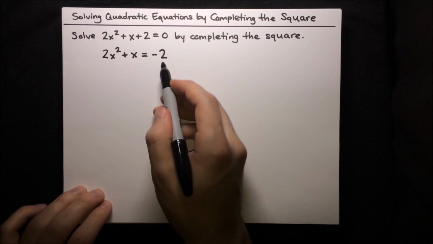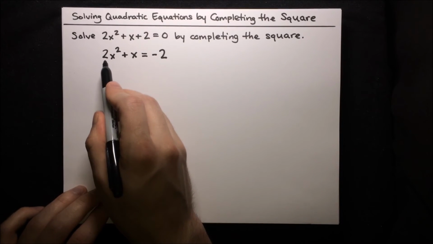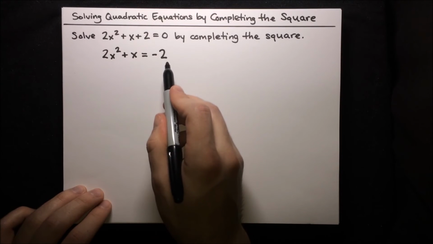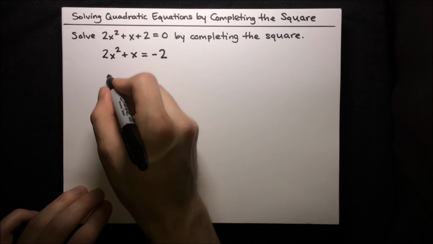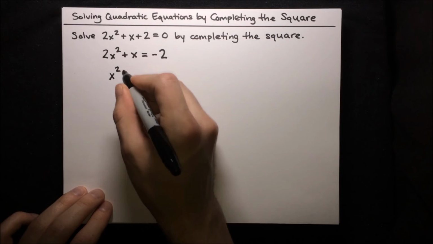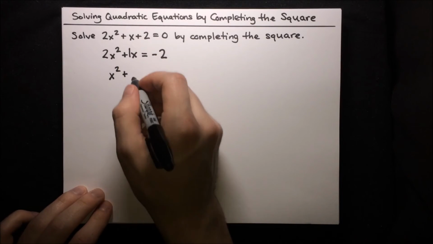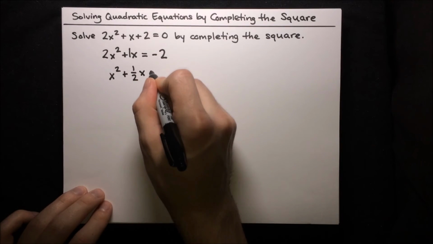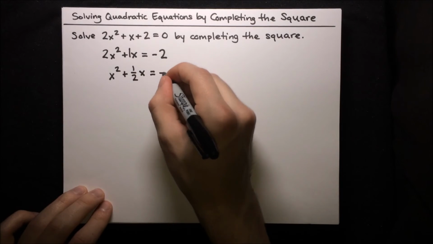Okay, and now the leading coefficient here on the x squared is 2. We want to get that down to 1. So we'll divide everything in this equation by 2. So 2 divided by 2, that just goes down to 1. So we just have a single x squared. And then plus this right here is 1x right now. And then if we divide that by 2, we get a half x. So x squared plus a half x is equal to the negative 2 divided by 2 is just negative 1.